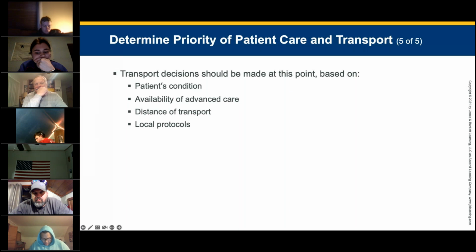Your transport decision should be made based on their condition, the availability of care, the distance of transport, and your local protocols. Some states have protocols that dictate, for example, if you have a car accident with a patient trapped and it's going to be more than an hour to get that patient out, you need to have a helicopter coming because of that golden hour. Availability of advanced care: if you have an obvious trauma patient, it might make more sense for you to put them in the ambulance and take them to a trauma center versus just taking them to a local hospital who's not going to be able to treat them. These are things that you have to determine based on their status and in conjunction with medical control.